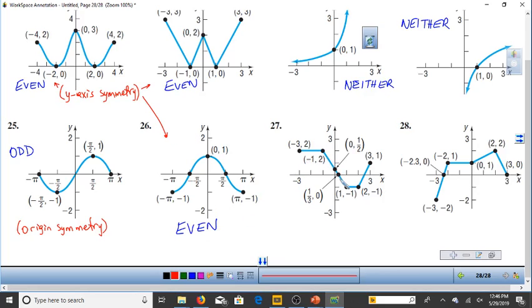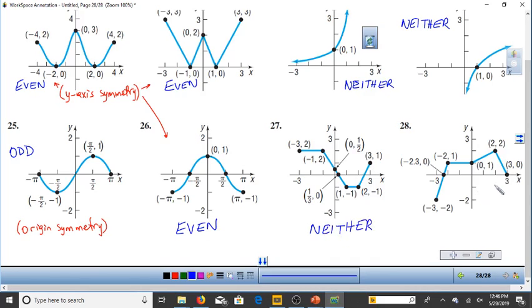As you can see, it does not have y-axis symmetry because it's not the same thing going on both sides, and it does not have origin symmetry because the corresponding point (3, 1) does not have a corresponding point (-3, -1). So this one is neither.